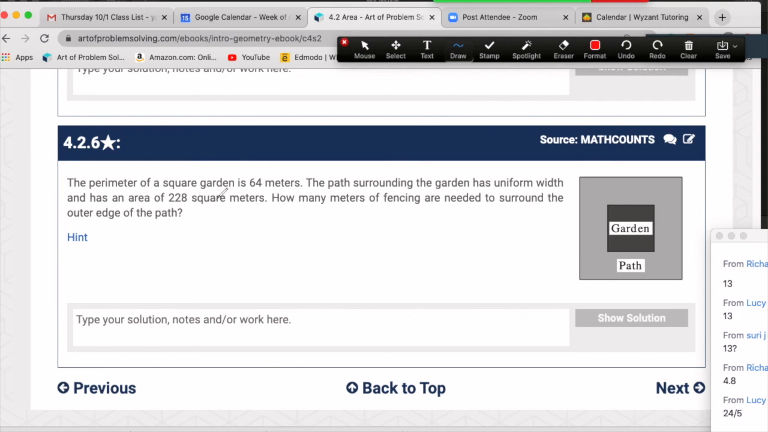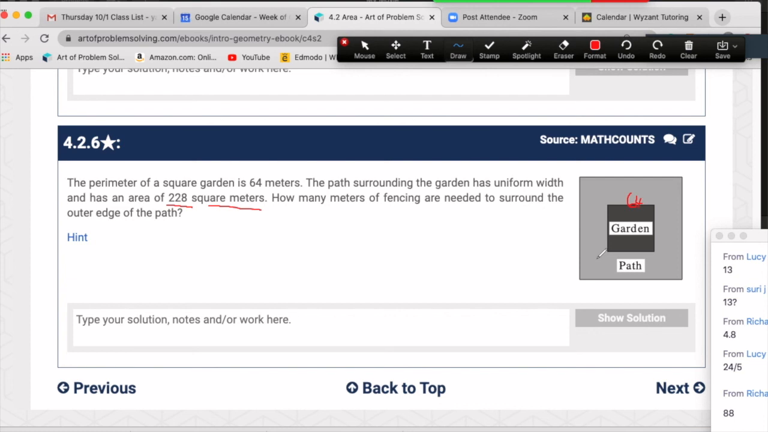See, the perimeter of a square garden is 64 meters. The path surrounding the garden has a uniform width and an area of 228 square meters. So this path has 228 square meters. The perimeter of this square is 64. Oh, Richard already got an answer, okay. Now see, how many meters of fence are needed to surround the outer edge of the path? They ask you, what is the perimeter of this large outer edge of the path?